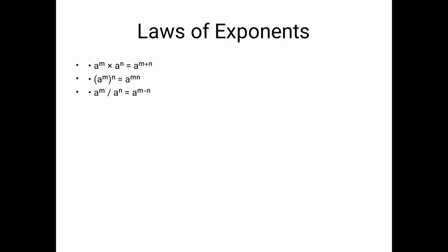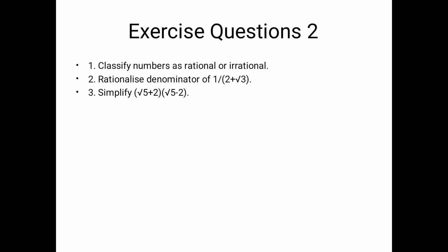Now we have studied laws of exponents in earlier classes. Now we are going to apply those laws of exponents to rational numbers. This is the same thing as we have done with integers, whole numbers and natural numbers, similar to them, but we are going to have rational numbers in between.